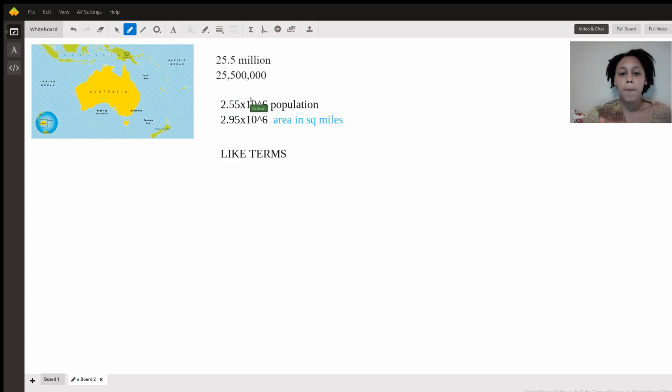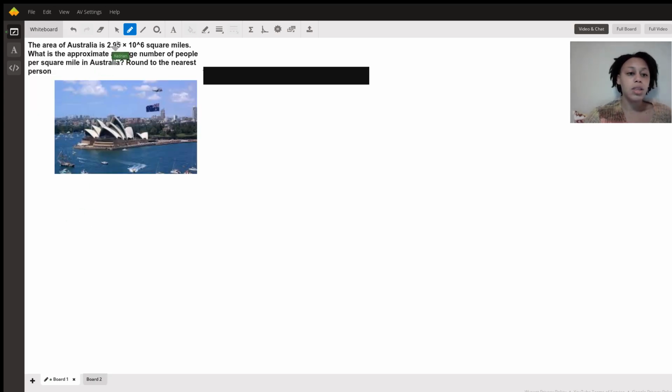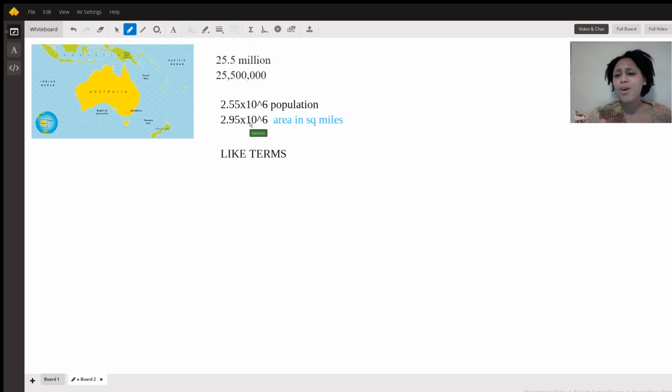Okay, so we do not want to do math with this large number with all the zeros. So we're going to do what the question did. They didn't want to use that large number for square miles to show us the area of Australia. We don't want to do that with population, so we're going to use scientific notation too. And so how do you write a large number in scientific notation?